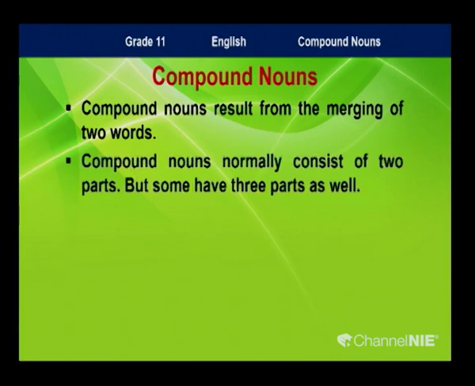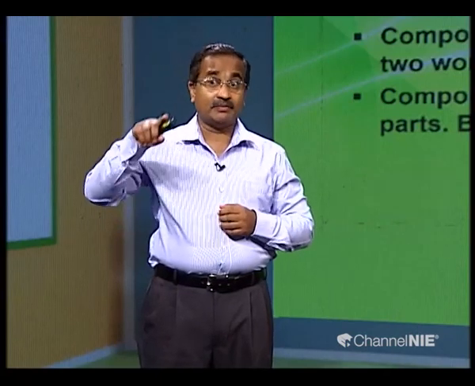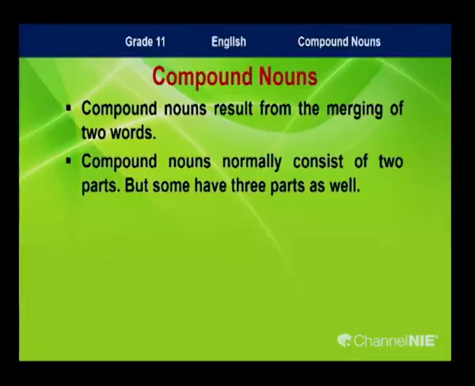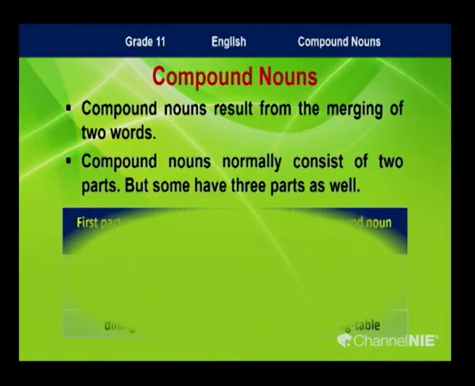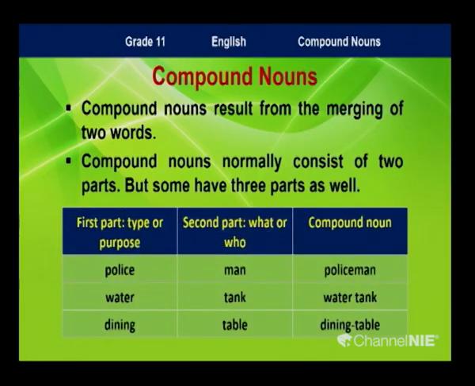Some compound nouns are made by adding more words as well. Basically, these compound nouns have two parts, part 1, part 2. And I have told you that some compound nouns have more than two parts as well. And look at these two parts. Policeman, they together make policeman. The first part reveals to us the type or the purpose of the particular noun. The second part reveals what it is or who he is.